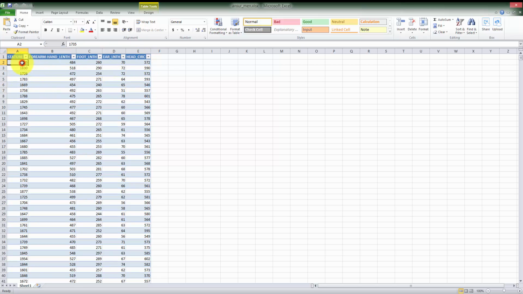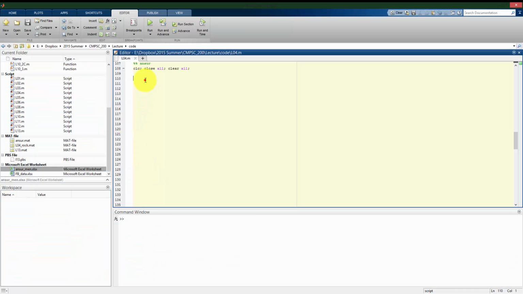So what we want to see here is that since we're using Excel, we can use columns and rows in order to import our data. We see column A is stature, B, C, D, E are going to be used. So we can import this using the xlsread command. What we have to do is tell it the name of the Excel file. So this is answermen.xlsx. And then we can tell it which cells to bring in, or what range of cells to bring in.